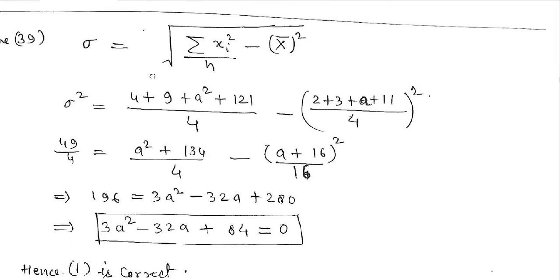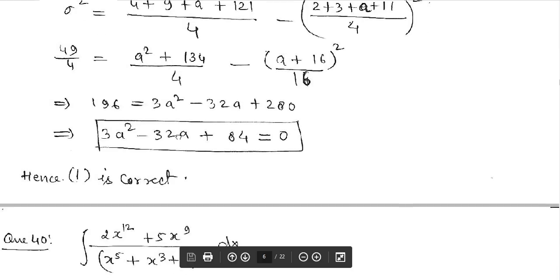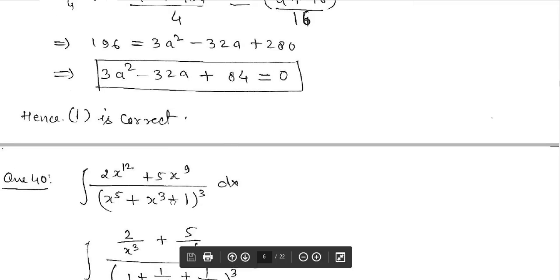In question number 39, sigma is equal to, this is the formula for standard deviation, with b square, and there were numbers 2, 3, a and 11. We just apply this formula and solve it, and we get this relation, and this is the first option. Hence the first option is correct.